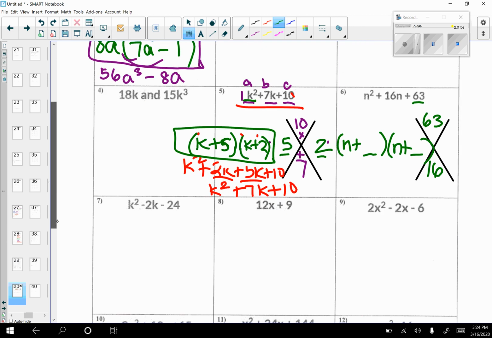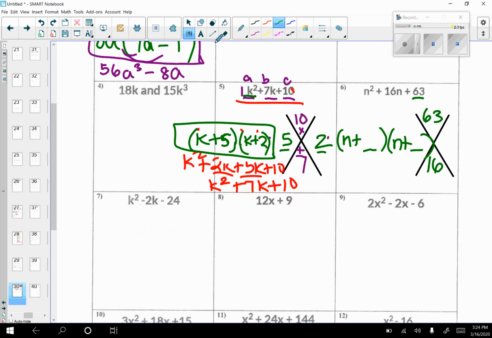Okay, so same thing here. I'm going to help you guys just set these up, make our little X methods here. We're going to have two things here that multiply to negative 24 and add to negative 2. So I think you guys should be able to do 6 and number 7, but let's talk about number 9.